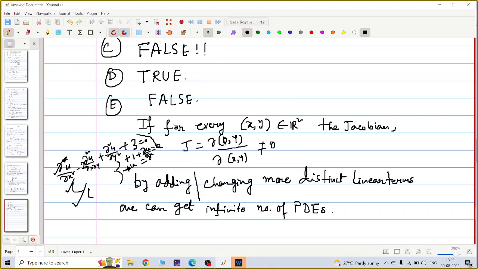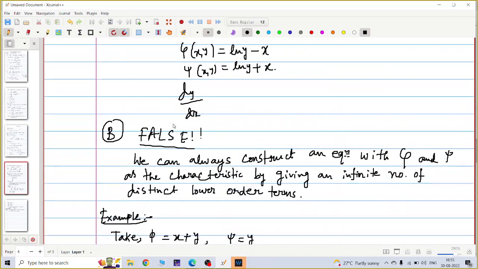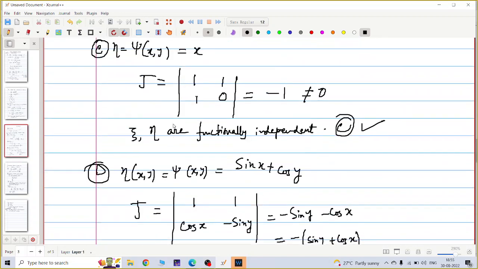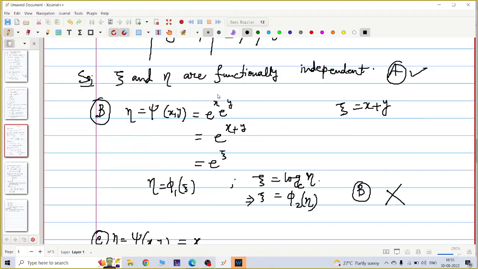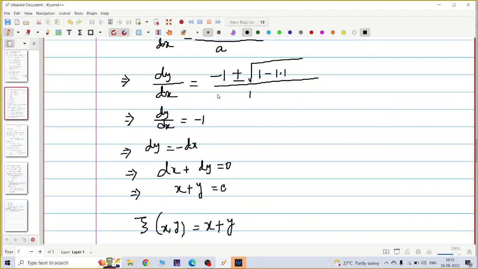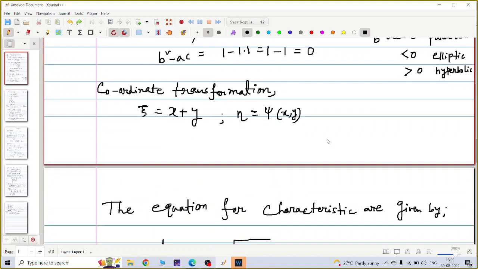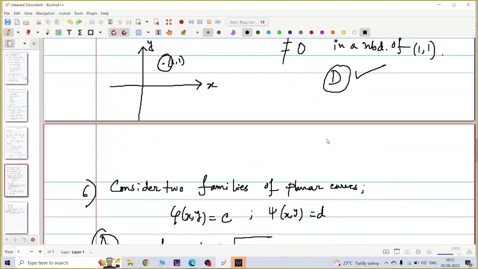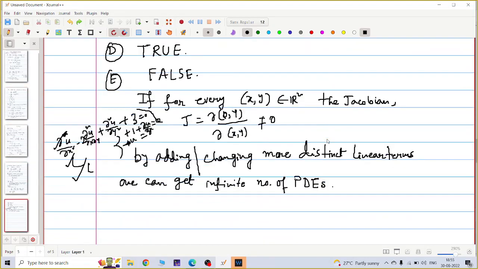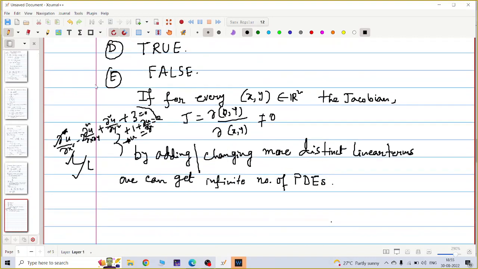Also the Jacobian is non-zero. As in question number 4, the Jacobian is non-zero here. But you can get an infinite number of PDEs by just changing this linear part, this portion, 3 del u del x. You can change it to anything, then you get different PDEs, an infinite number. So let me remove this portion so that it's not cluttered.